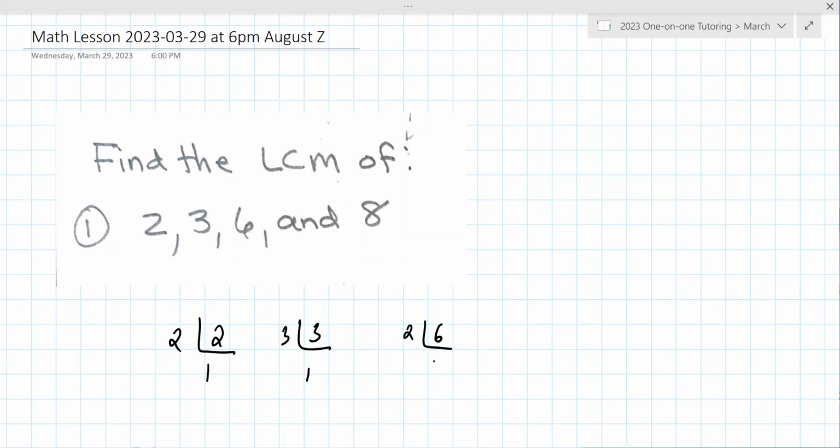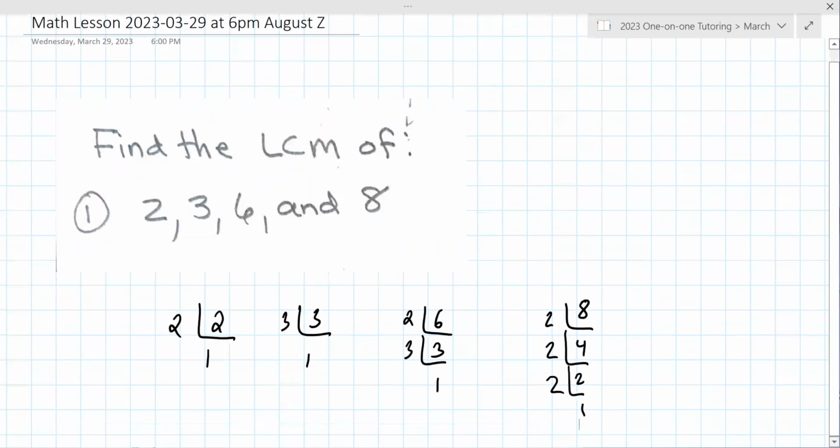So for 6, you got 2 and 3, 3 and 1. For 8, you have 2, another 2, and another 2. So that's the first start. That's the starting point for it. Let me know when you're caught up there.